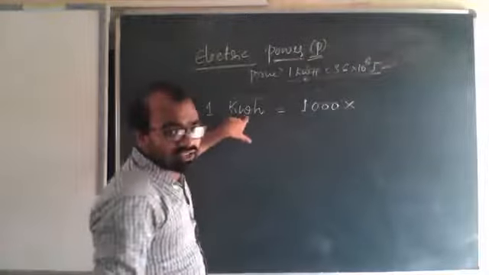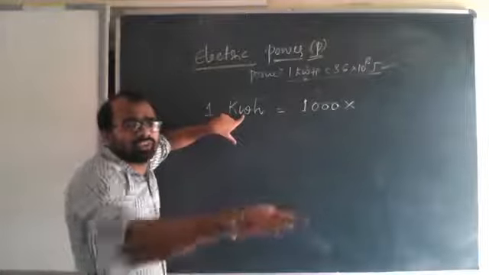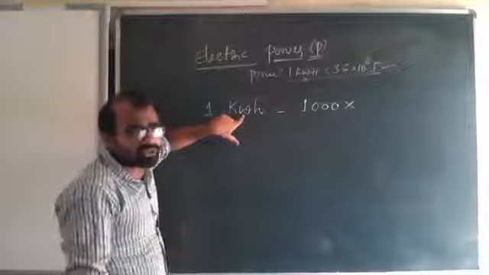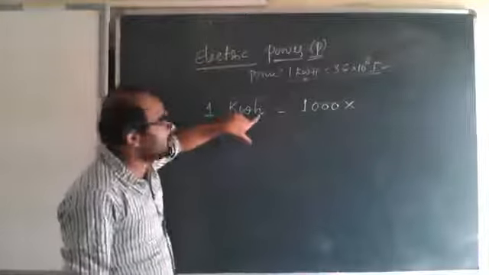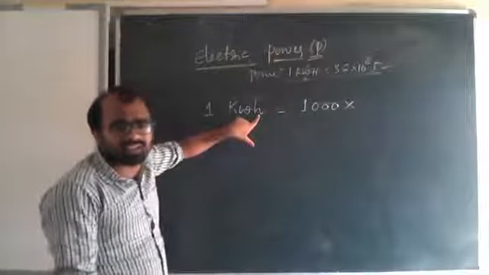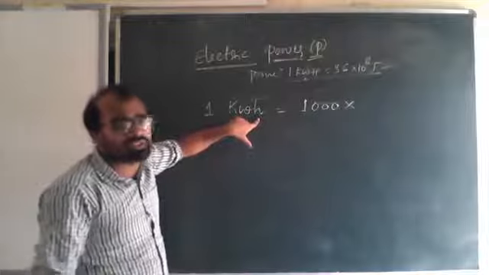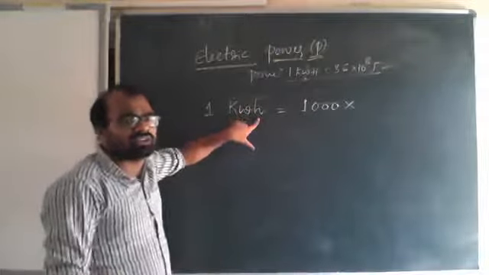1000 watts. Hour means how many seconds? So 1 kilowatt should be converted to watt, because watt is my SI unit of power, not kilowatt. Hour is not an SI unit of time. Hour means they are measuring time. What is the SI unit of time? Seconds. So let me convert this into seconds.